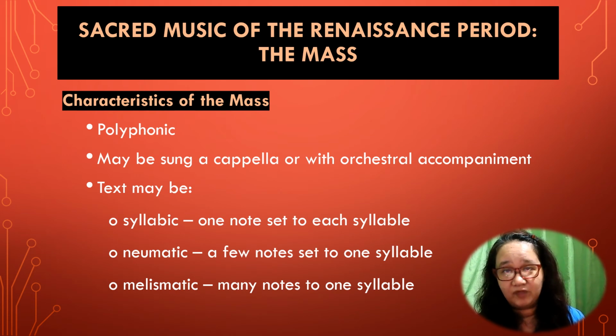Sacred music of the Renaissance period, the Mass. What are the characteristics of the Mass? It is polyphonic. It may be sung a cappella or with orchestral accompaniment. The text may be syllabic, meaning one note set to each syllable. It may be neumatic, meaning a few notes set to one syllable, or it may be melismatic, meaning many notes to one syllable.